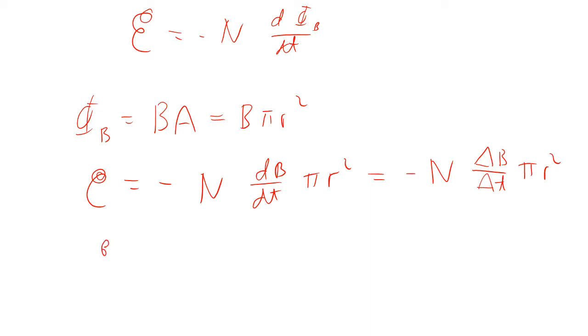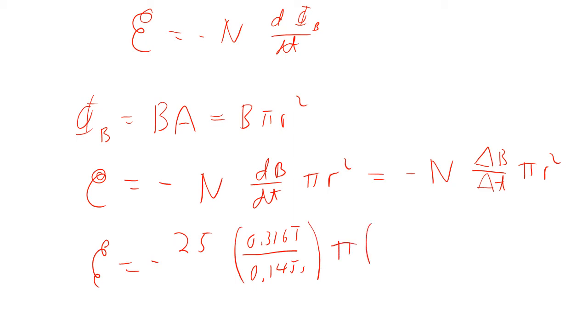So the EMF is going to be minus 25 times the change in magnetic field, 0.316 Tesla, divided by 0.145 seconds. Okay, times pi times 0.127 meters squared. And that comes out to be 2.76 volts.